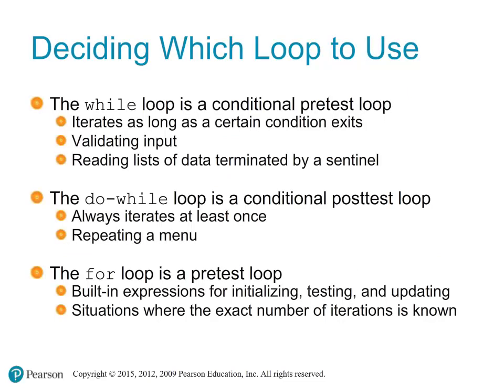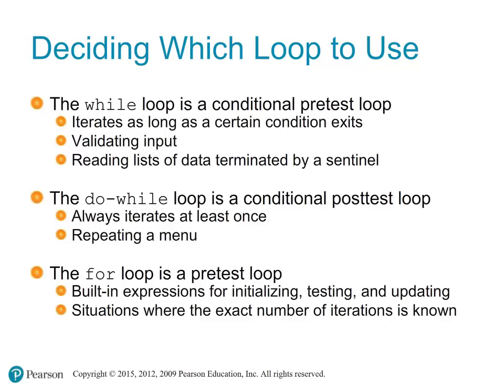There are 3 primary types of loops: while, do while, and for. Each loop type has its unique characteristics and use case. The while loop is a conditional pretest loop. It iterates as long as a specified condition is true. We can use it to ensure user input meets certain criteria.